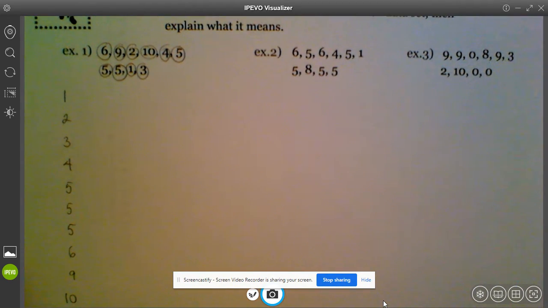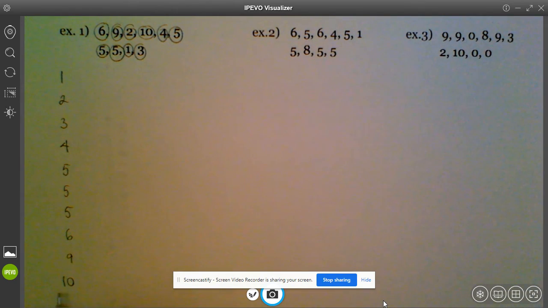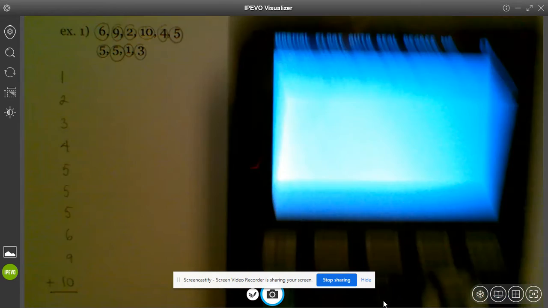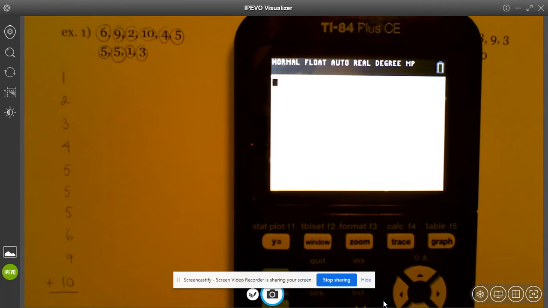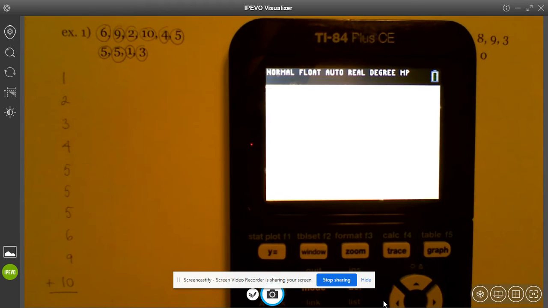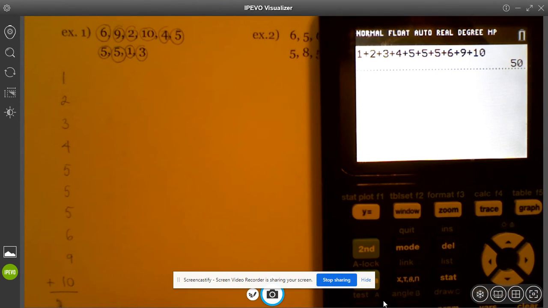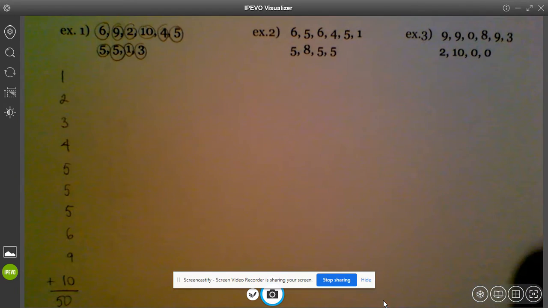Okay, so to find the mean, first of all, I'm going to look at all of these, and I'm going to add these up. And because I'm going to have to go fancy today, and this is the big brother of the TI 30XS that we use in class. This is the TI 84 plus CE. Okay, so I'm going to add up my numbers. And I get 50. Okay, so when I add these up, I get 50.